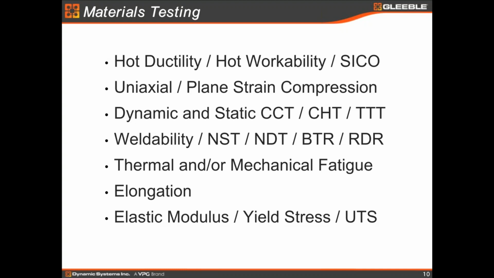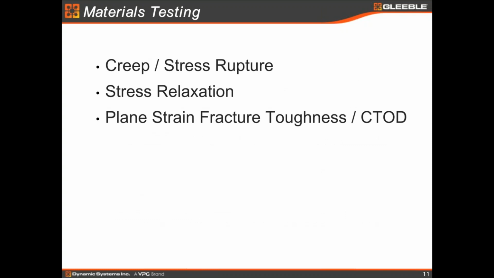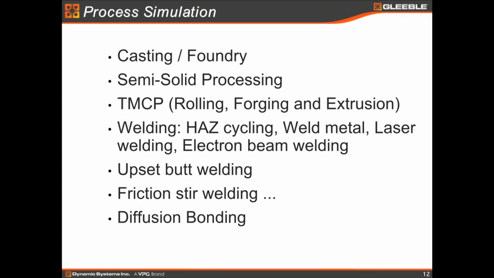Dynamic CCT, every steel researcher or some materials researchers will need it, because you have to know how it's going to affect your final microstructure, right? And the weldability. Gleeble was born from welding, so the weldability test is just so easy and so popular. Thermomechanical fatigue, elongation, and some elastic modulus, yield strength, UTS, all this, you can do it. Creep, stress rupture, stress relaxation, and the plane-strain fracture toughness test. These are the tests I just made a list of that you can use to help you do your research.